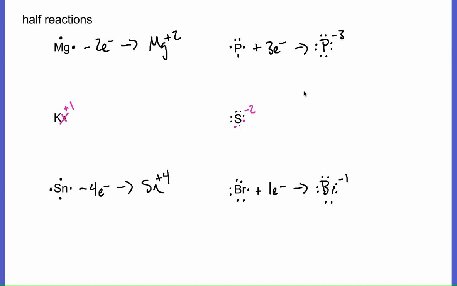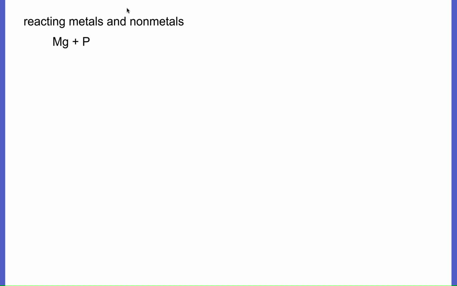So once I know how to do half reactions, I can do my full reactions between metals and nonmetals. I have to show work, show all electrons, right? So it actually involves those half reactions that we talked about. So again, my magnesium, my phosphorus, right? If you're given this prompt, you'd have to show work for each thing.